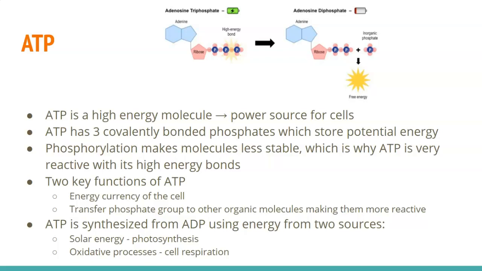And we've talked about this before, right? Photosynthesis, cellular respiration, that's how you get ATP. That's basic stuff. Hopefully you know that.